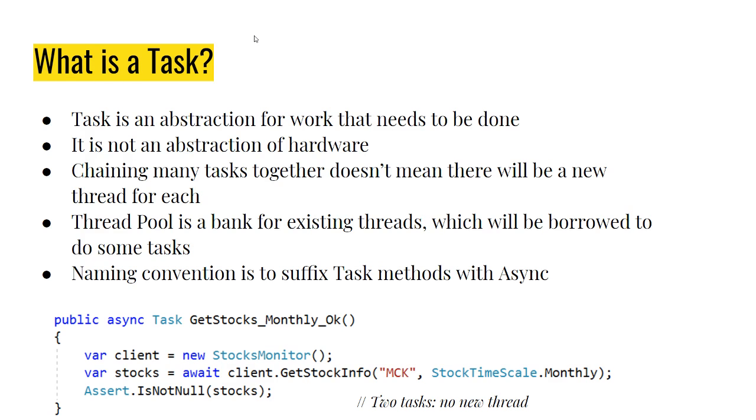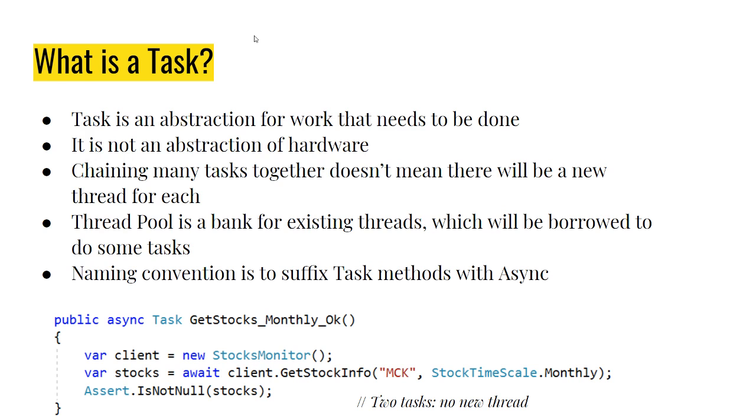Why? So let's start with the why. Task is an abstraction for work that needs to be done. It's not an abstraction of hardware. That's the difference between a thread and a task. Task is for having a high-level abstraction of something that needs to be done. Thread is literally what it is. It's a part of your CPU. A CPU has a thread. One core has one thread. One core can run one process. So when you create a thread, you can run one process.